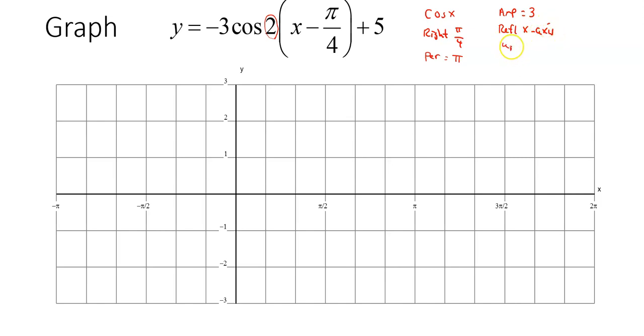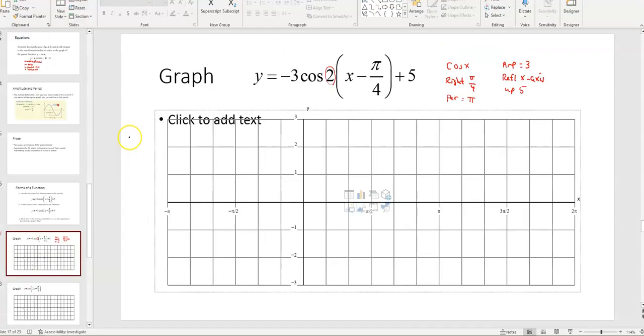And then it's going to go up 5. Now, what order do these things happen in? Well, what if I started with plain old cosine x? Right? Cosine x starts at 0, 1. It goes down and back up again. Well, what happens if I reflect that across the x-axis? Now, instead of starting at 0, 1, it's going to start at 0, negative 1. It's going to go up and back down again like that. So that takes care of the cosine, takes care of the reflection across the x-axis.